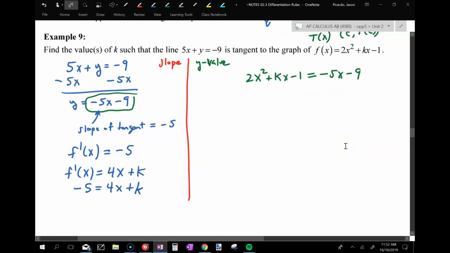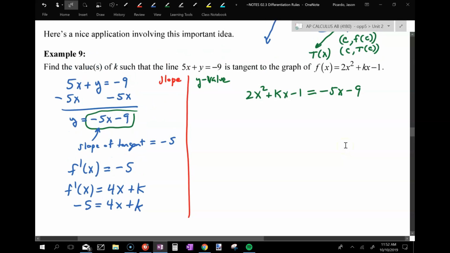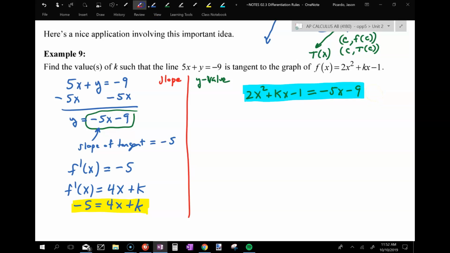Now, here's where you guys are going to be a little confused. I did all that work and I know that this has to be true, right? And then I did all that work and I know that this has to be true, right? Well, guys, this is an equation with an x and a k, and this is an equation with an x and a k. That's a system, right? So now we got to solve this system.